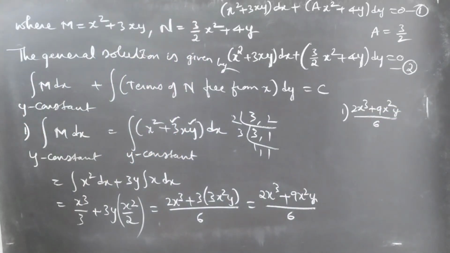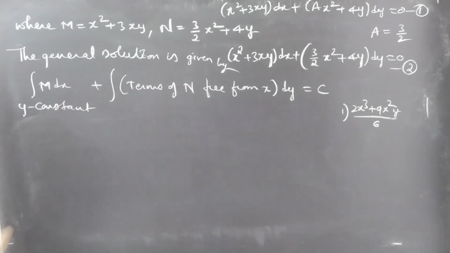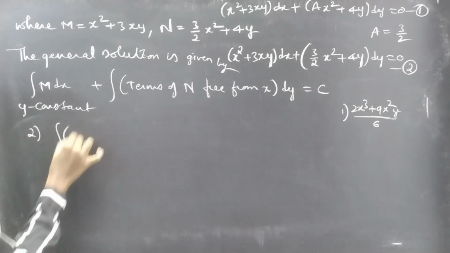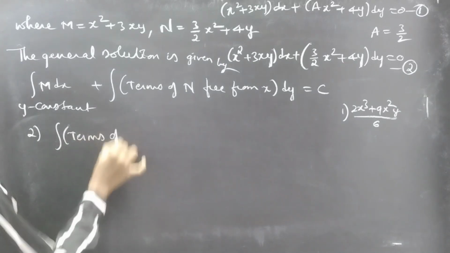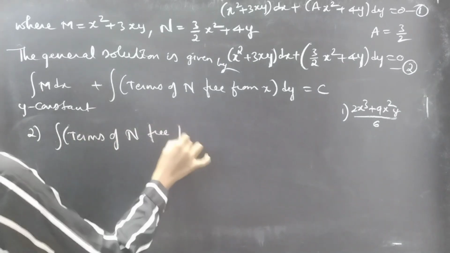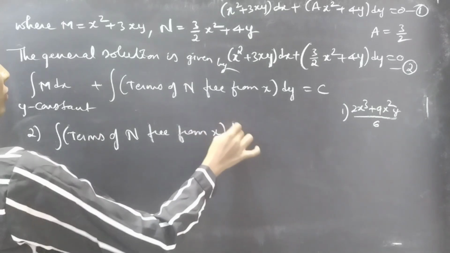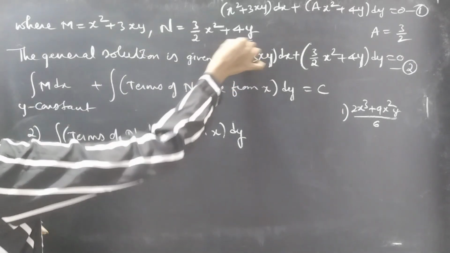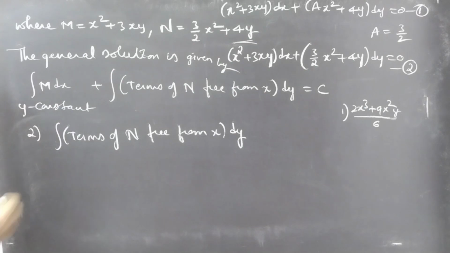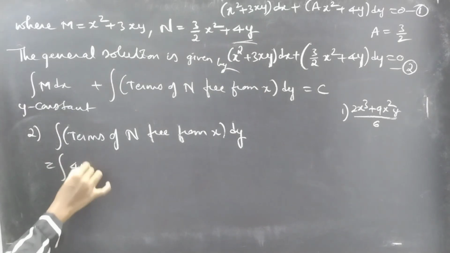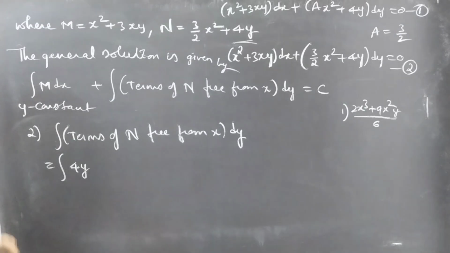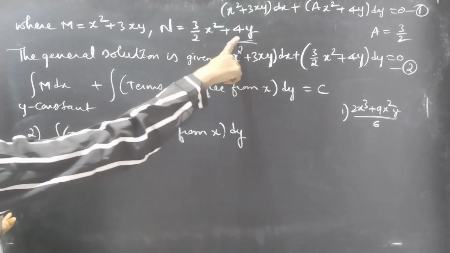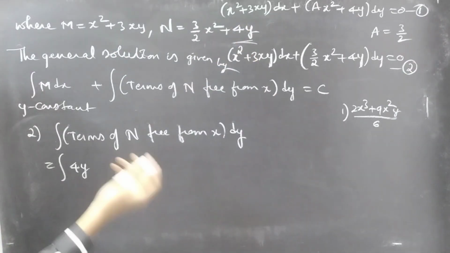Now coming to the second integral. Integral of terms of N free from x into dy. Observe N. We need the terms which are free from x. So 4y is a term which is free from x, right? So let's write 4y here. Because in the first term we are having x square which involves x, so we should not take the first term. We need a term which is free from x from N. So we are having 4y here.